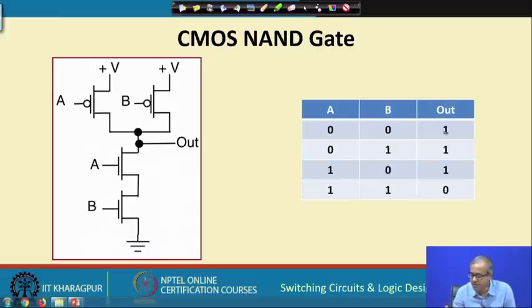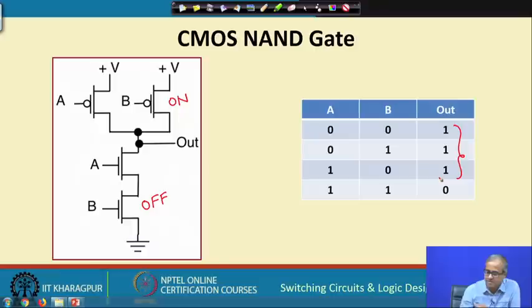But if we consider any of the other scenarios 0 0, 0 1 or 1 0, here at least one of these two transistors will be off, let us say B. So, one of them will be off and at least one of these two transistors will be on. Because one of A and B is off, one of them is 0 at least. So, from output to ground there will be no path, but because at least one of these two transistors is on, from plus V to out there is a path. So, output will be high, so output will become 1. This is your NAND function, right. So, this is how this NAND gate works in CMOS.